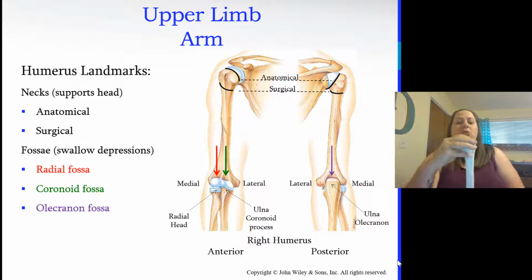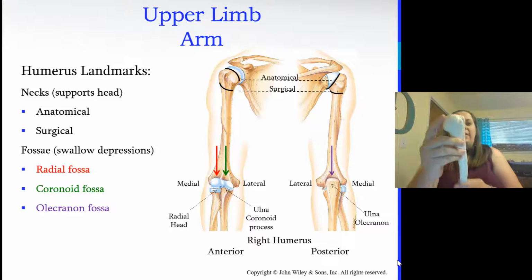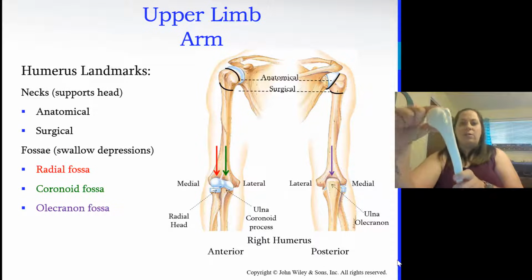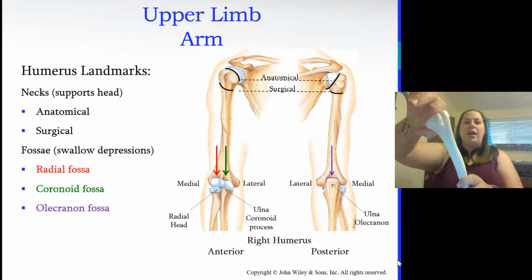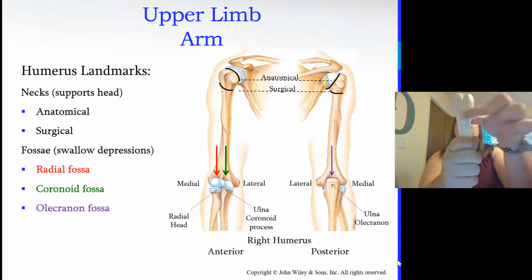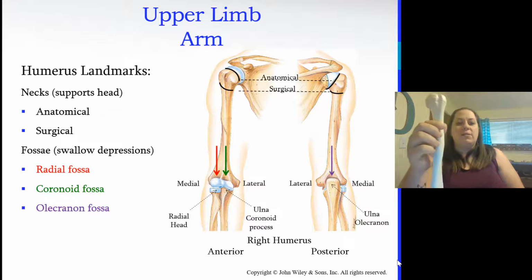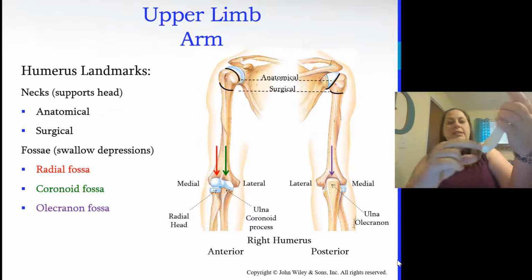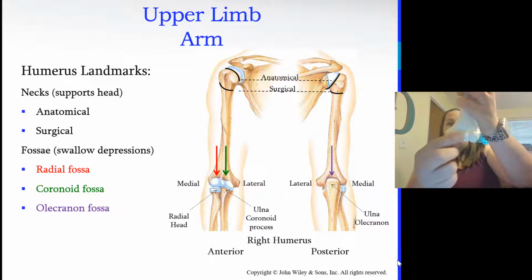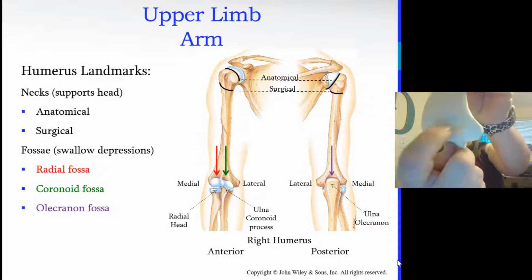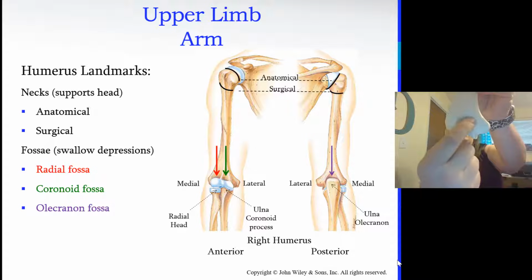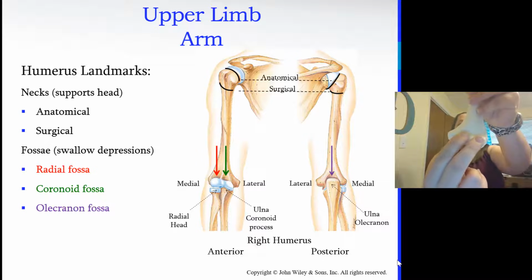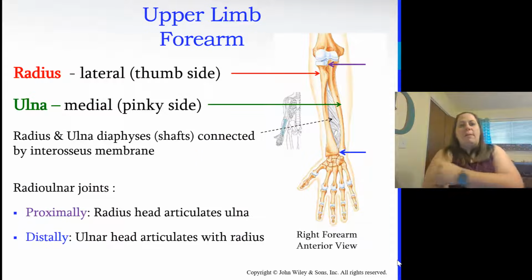Some other humerus landmarks are going to be the neck. The neck is going to support the head. Now there is what we call the anatomical neck, which is going to be right around the head region here. And then we have the actual surgical neck, which is located here. We also see that there are some fossae, or shallow depressions, located down here towards the distal end. We have the radial fossa and also the coronoid fossa, which are present here. And then the olecranon fossa is here on the back. So you have the olecranon fossa here for the elbow, and then you have the two in front for the radial and coronoid.